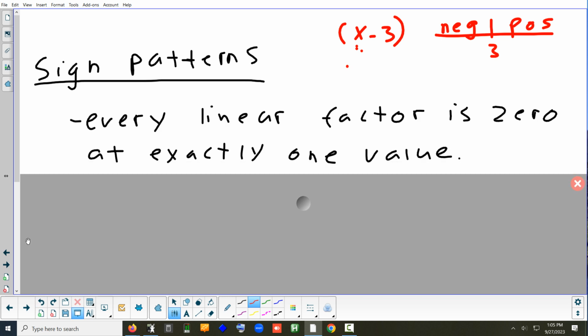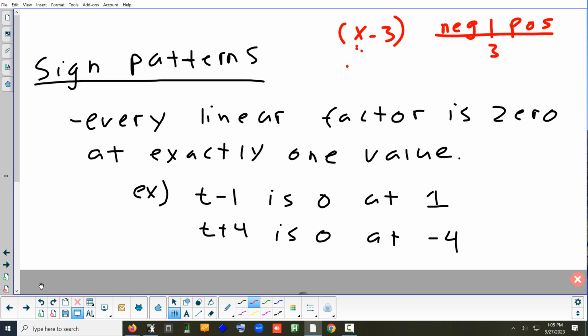Okay, so that's a linear factor, x minus 3. Here's a couple more linear factors. t plus 4, t minus 1. Okay, linear just means it's a letter plus or minus a number. Nothing squared, nothing cubed. It's just like how you would factor a quadratic. And every linear factor has exactly one number that makes it 0. Like here you could plug in 1 and you get 0. Here you could plug in -4 and you get 0. In the one I made up, you could plug in 3.